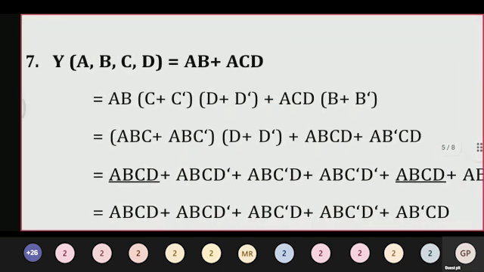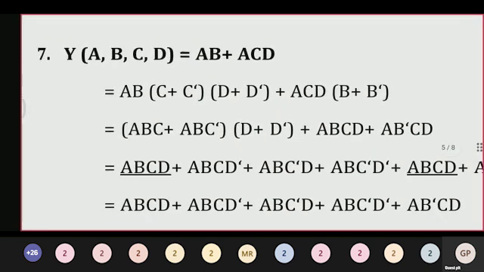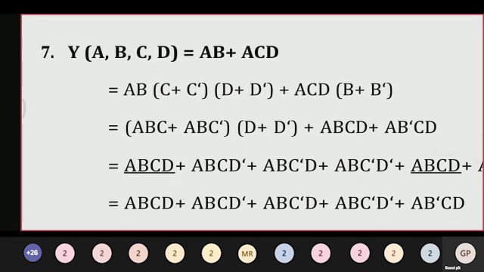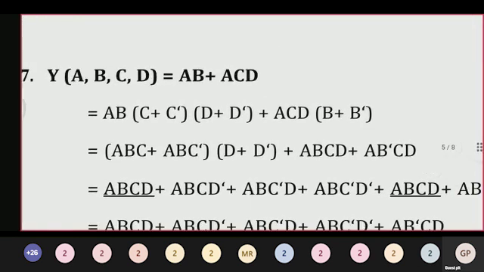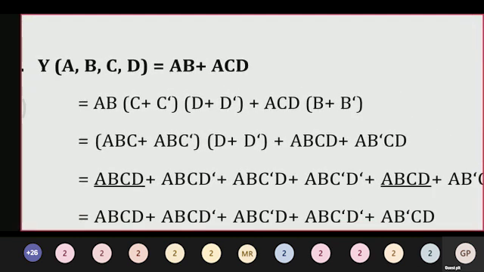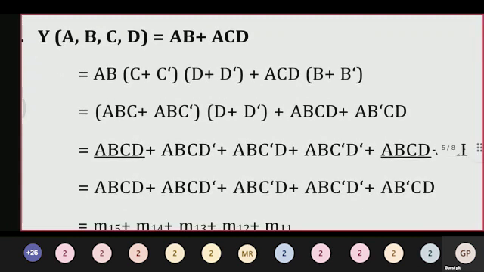Next one is Y of a comma b comma c comma d is equal to ab plus acd. In this expression you are having four input variables. They are a, b, c and d, and you are having two product terms, ab plus acd. In the first product term, two variables are missing. In the second product term, one variable is missing. In the first product term, the variables c and d are missing.